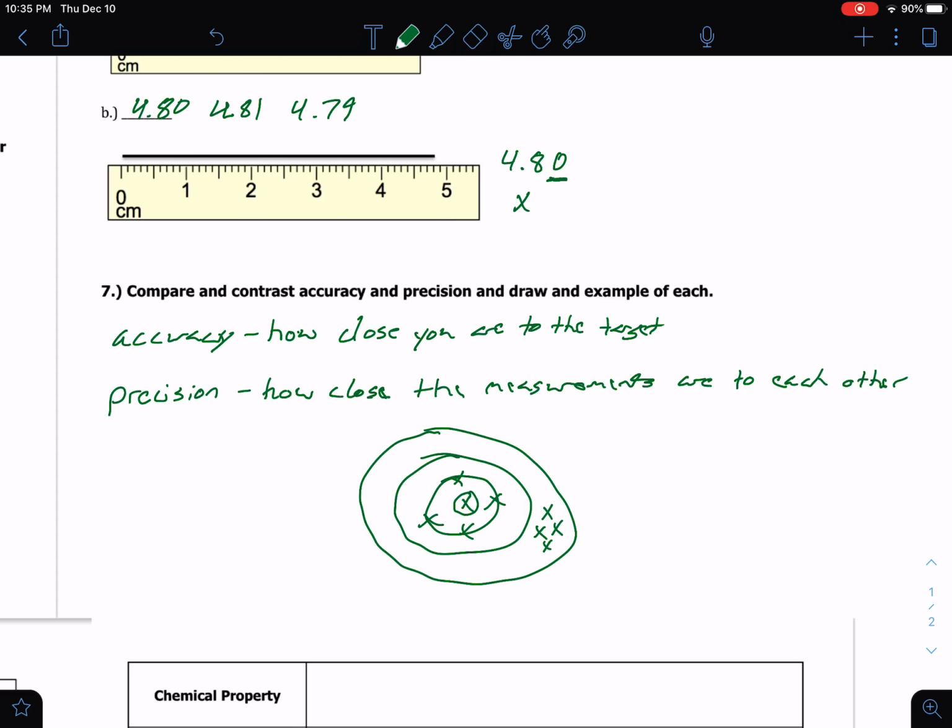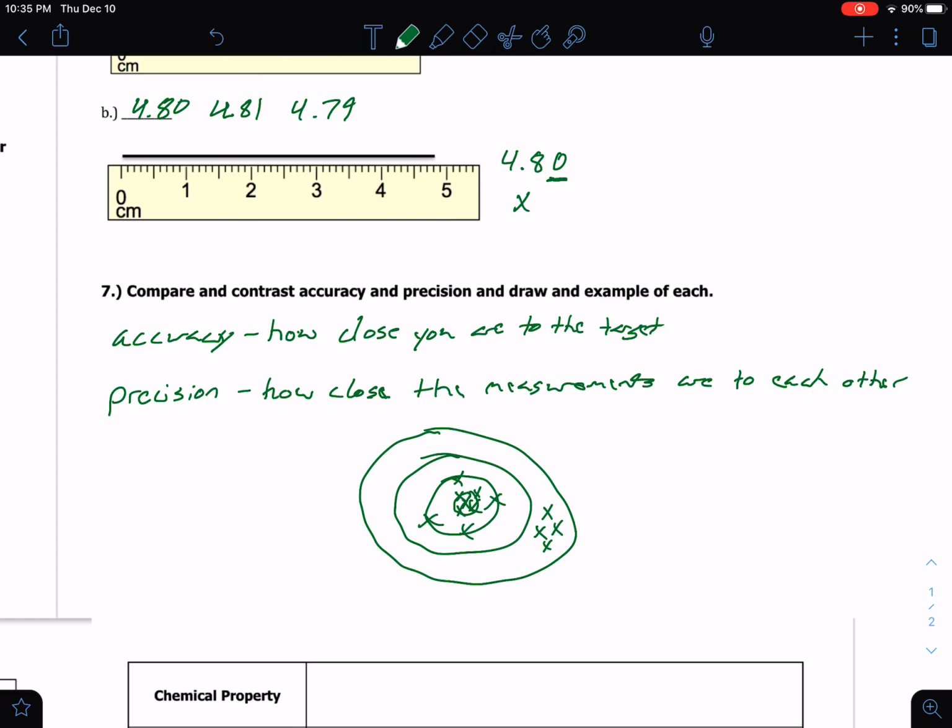That is precision. If all my shots are close to each other, I'm very precise. I don't have to be accurate to be precise, as long as my shots are close together. So you can be precise and accurate. If all your shots landed right around the bullseye, that would be precise and accurate.